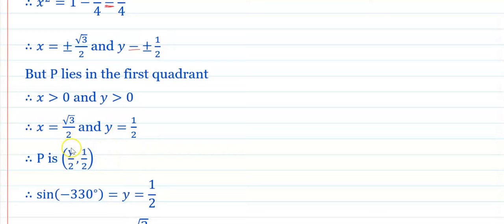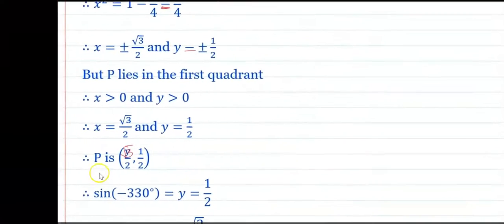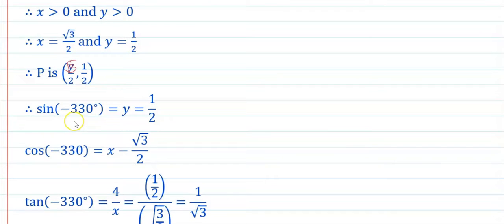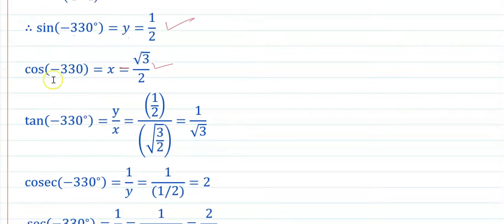Here x is root 3 upon 2 and y is 1 upon 2. And therefore, sine of minus 330 is equal to y, which is 1 upon 2. Cos of minus 330 is equal to x, which is root 3 by 2. Tan of minus 330 is y upon x. Y is 1 upon 2 and x is root 3 upon 2. 2 gets cancelled, you will get 1 upon root 3.